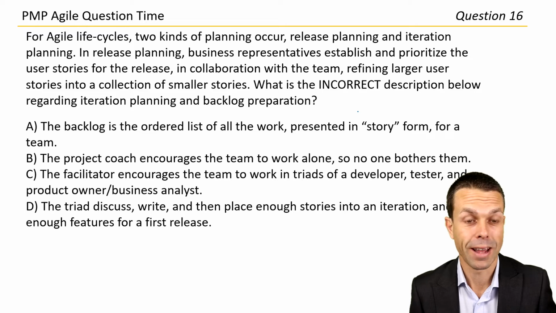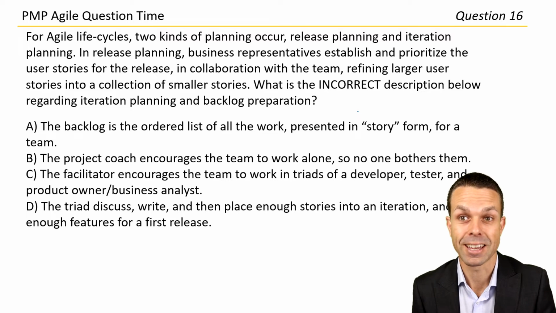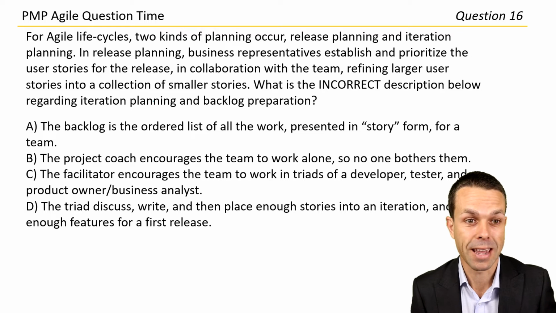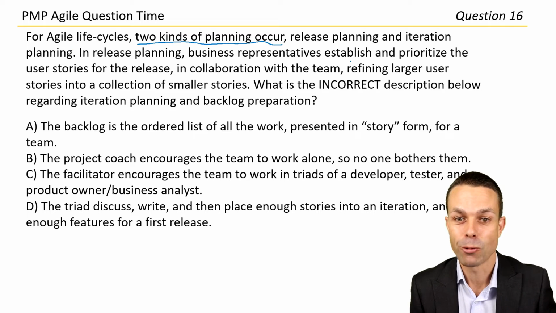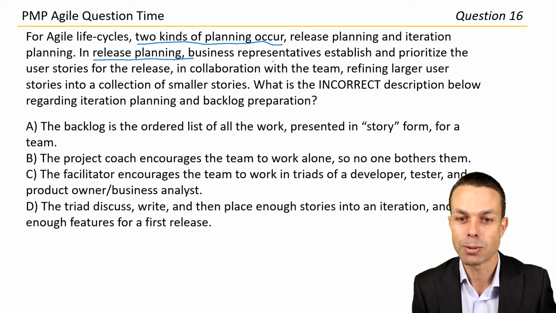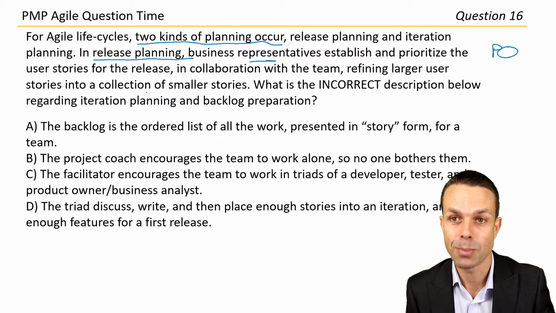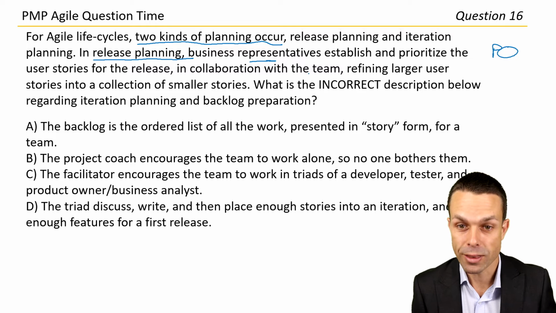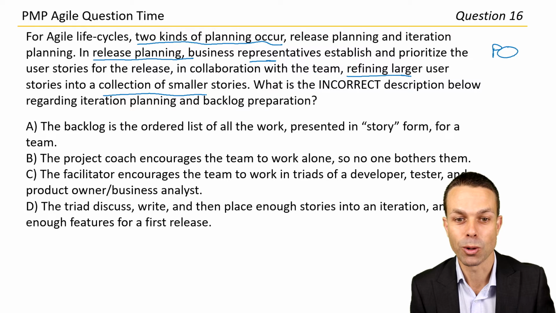Oh, this one's a long one. And they're all going to be scenario based as well, which is really fantastic, exactly like they will be on the PMP exam. For Agile life cycles, two kinds of planning occur: release planning and iteration planning. In release planning, business representatives, such as the product owner, establish and prioritize the user stories for release. So that's our product backlog. In collaboration with the team, refining larger user stories into a collection of smaller user stories.